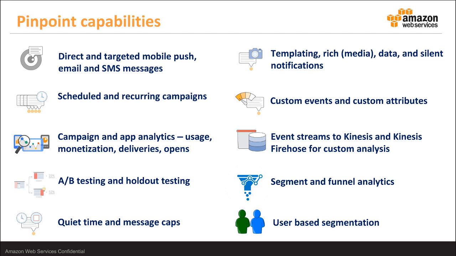Next is capability to schedule campaigns as one-time as well as recurring. Manage that and understand impact of those messaging interactions and overall app usage using campaign and app analytics. Enhance and improve that using A/B testing and holdout testing. Have end user safeguards in terms of quiet time, message caps at the campaign level on a per day basis. Now you've had all those controls, then you can actually create beautiful campaigns or messages using templating functionality.